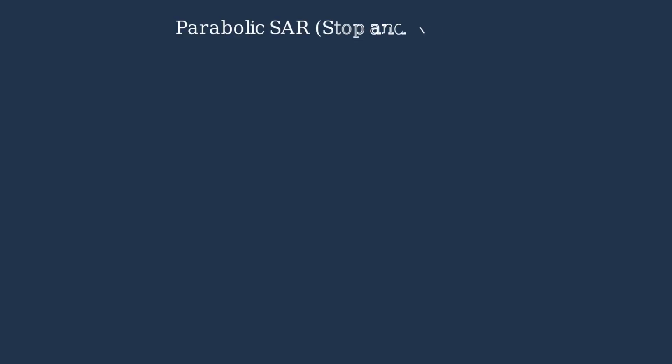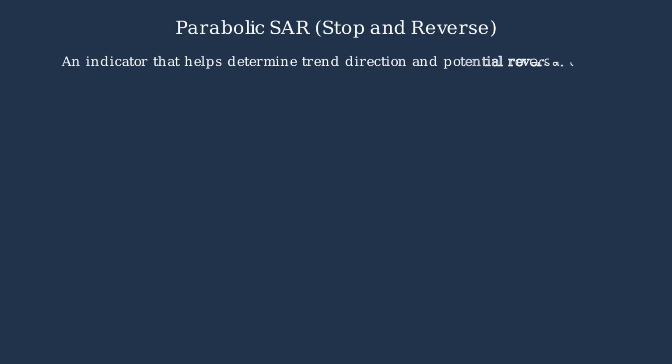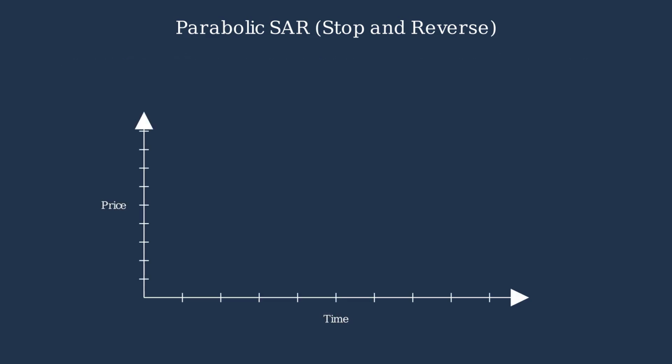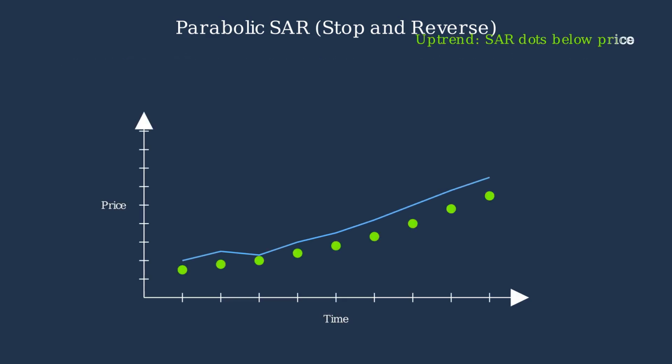The parabolic SAR, which stands for stop and reverse, is a technical indicator used to determine the direction of a trend and potential reversal points. Let's look at how this indicator appears on a price chart. The parabolic SAR appears as a series of dots placed either above or below the price bars. When the dots are below the price, it suggests an uptrend is in progress. Traders interpret this as a bullish signal.